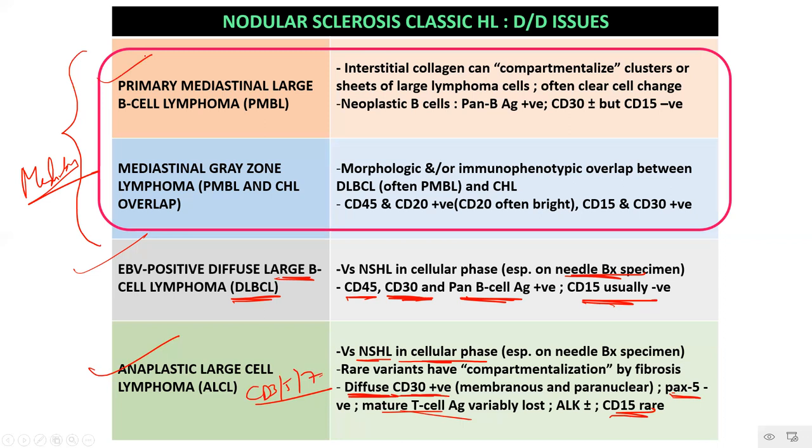a mediastinal gray zone lymphoma, wherein there's a significant histological overlap which spans both the classic Hodgkin lymphoma of the nodular sclerosis subtype and primary mediastinal large B cell lymphoma. So this is a kind of an overlap gray zone scenario. And not only the morphology, even the immunophenotypic features can overlap.